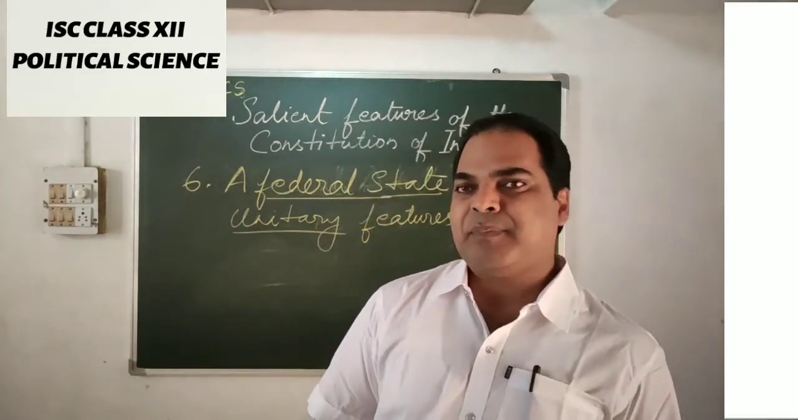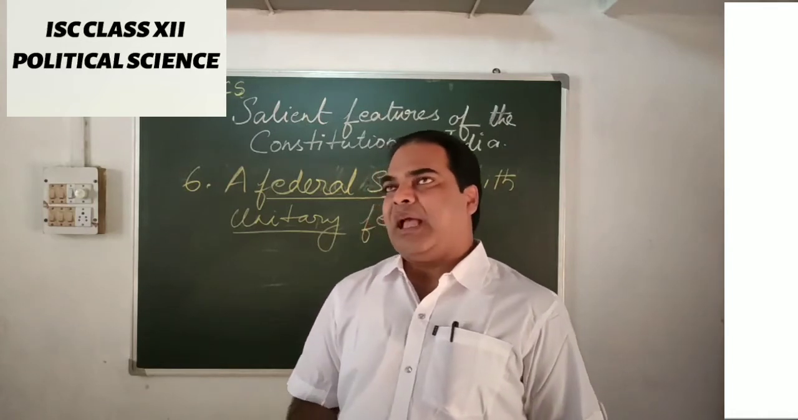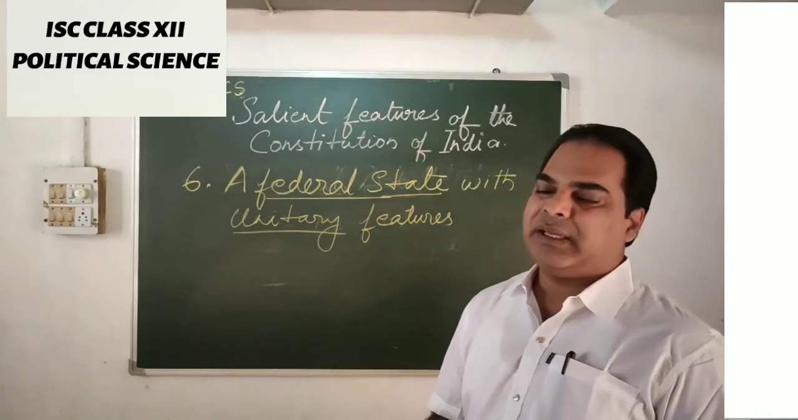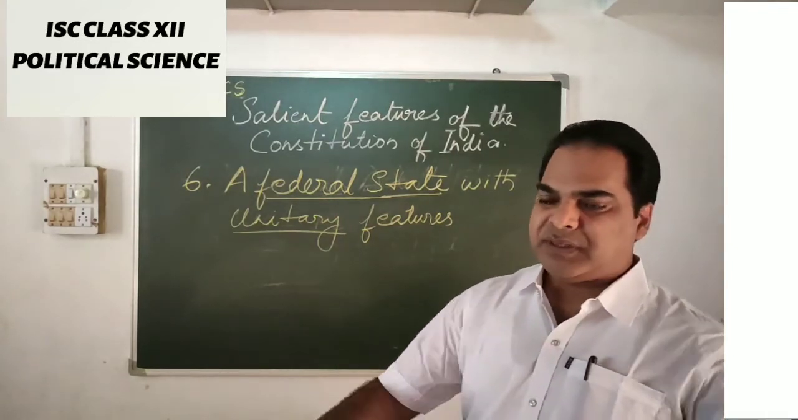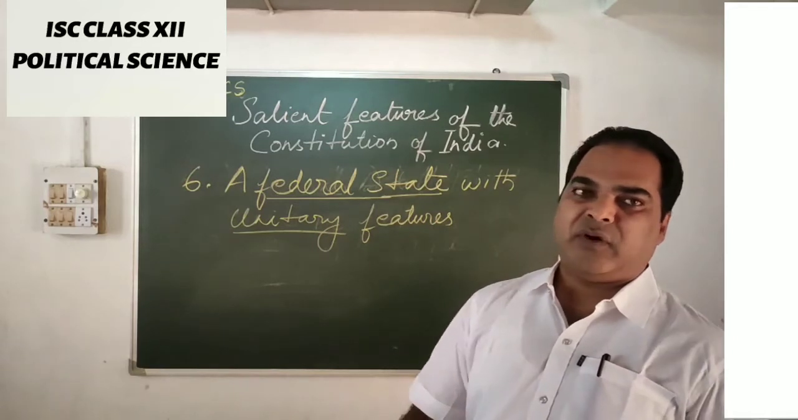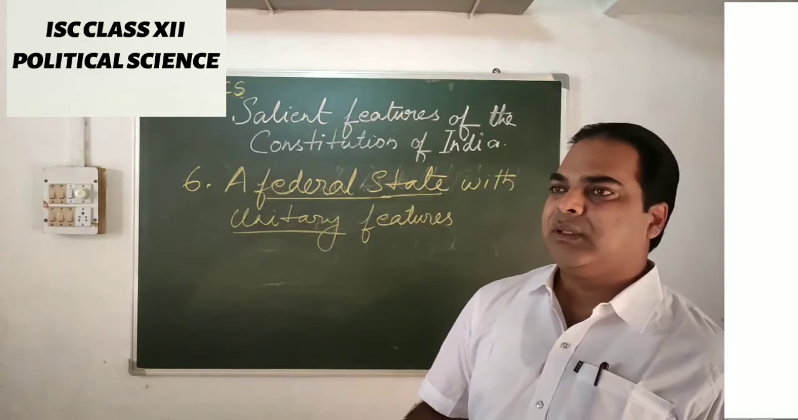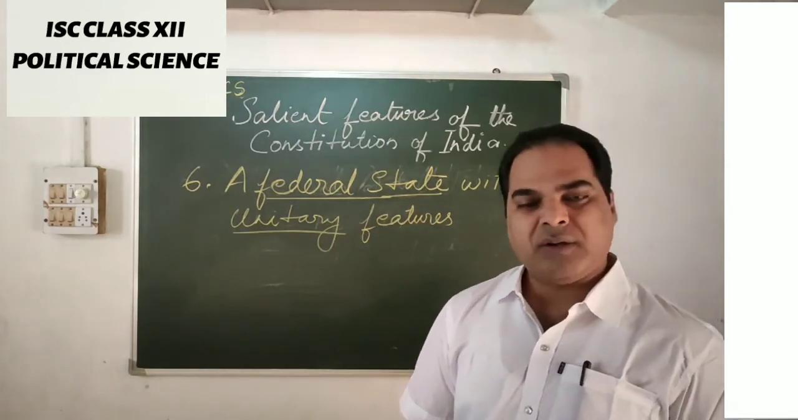The example of a unitary state is the UK, and the example of a federal state is the United States of America, where a number of states have come together and formed a strong central, that means strong union. They have entered into an agreement to form a strong government.